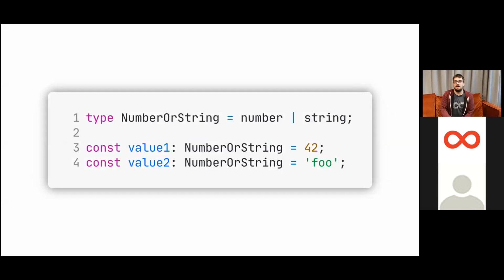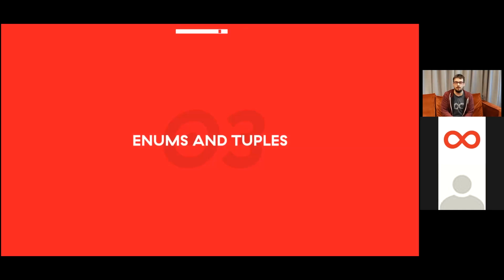You can have a union of types. Here we created a custom type, which we named NumberOrString. We said that this custom type can be a number or a string. And if we have two variables which are of type NumberOrString, we can assign either a number or a string to those variables. We will see a bit more about unions and intersections later on.